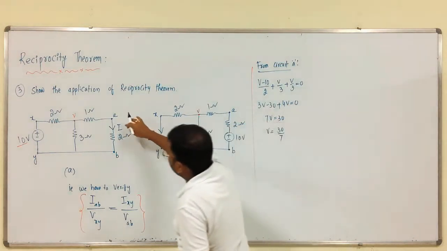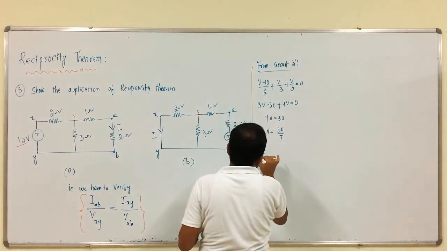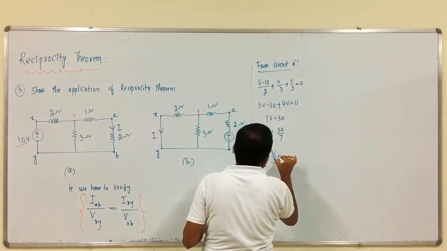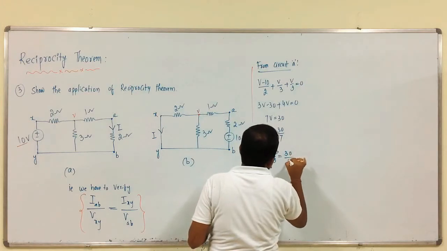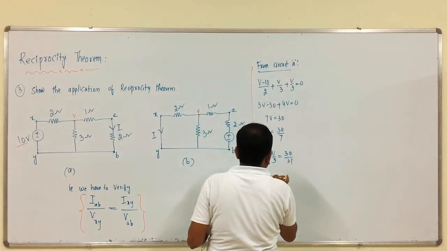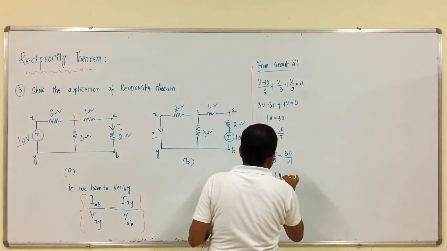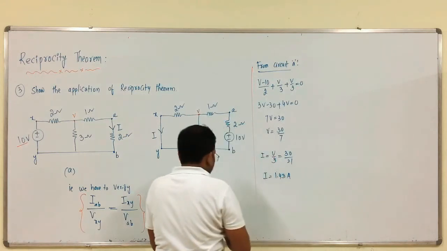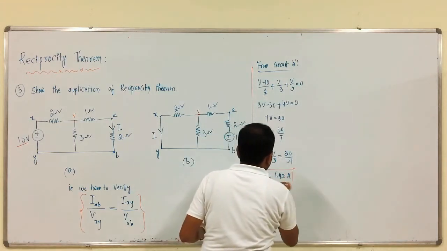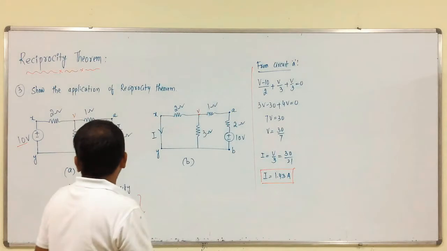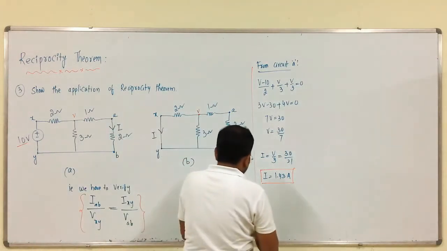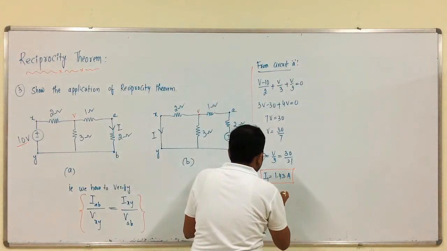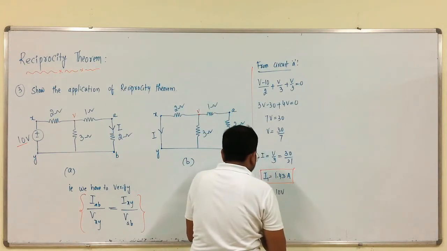Therefore, we have to calculate the current through this branch. Therefore, I is equal to V by 3, which is equal to 30 by 21. I is equal to 1.43 amps. The current is 1.43. That is, I1 is 1.43. V1 is 10 volts. That is it.